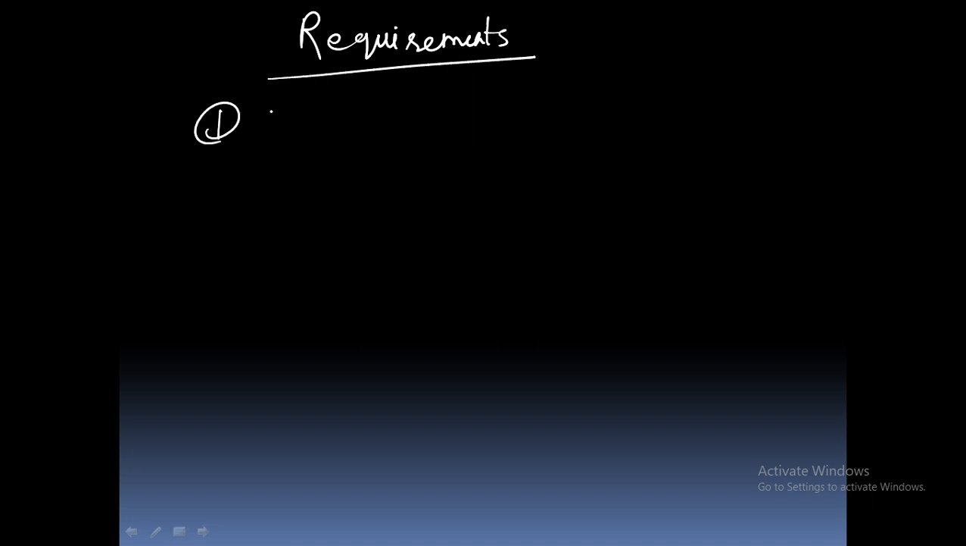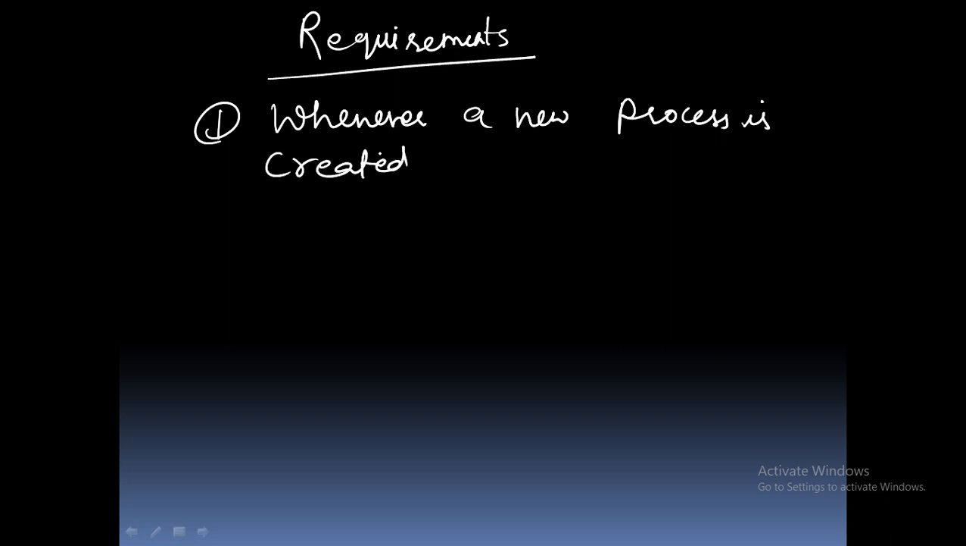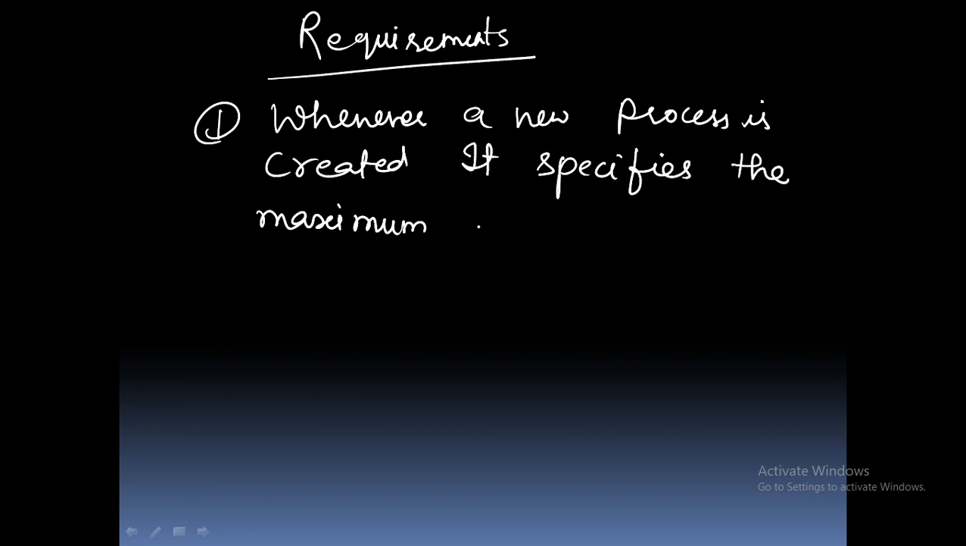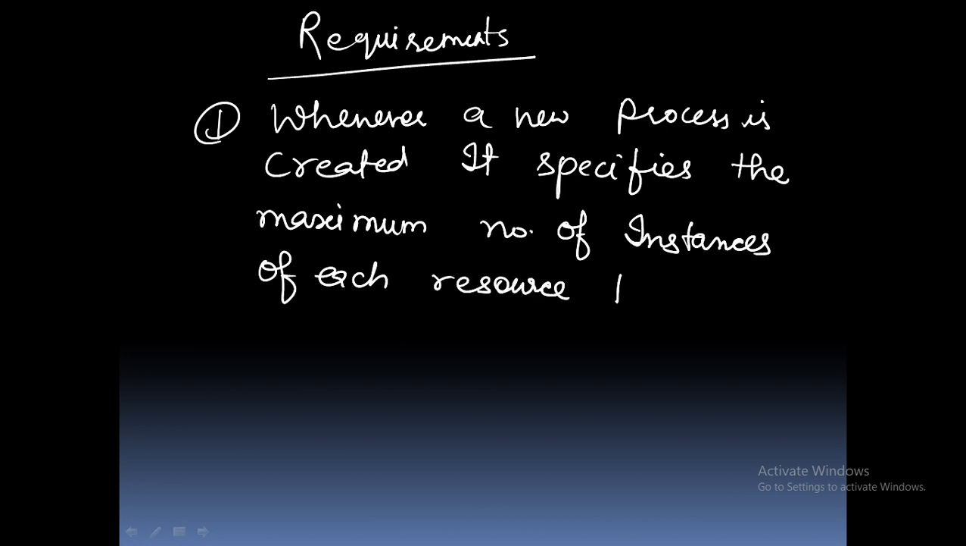There are some prerequisites. Banker's algorithm requires first that whenever a new process is created, it specifies the maximum number of instances of each resource type that it exactly needs.